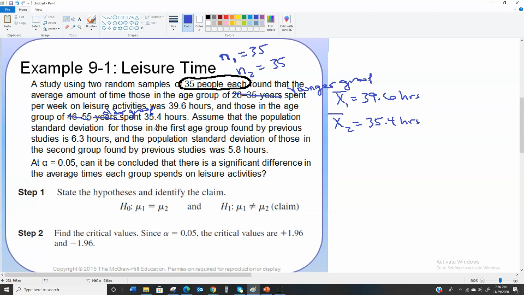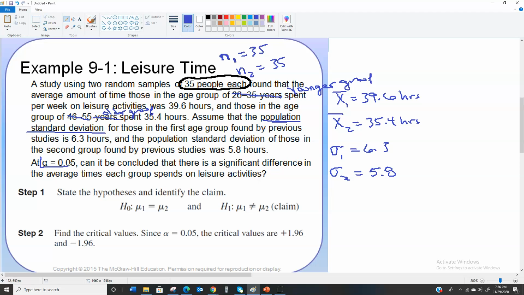Assume that the population standard deviation for those in the first group found by previous studies is 6.3, and the population standard deviation of those in the second group was 5.8. So they're telling us specifically, again, that this is the population standard deviation. So this is the sigma. Sigma 1 is 6.3, and sigma 2 is 5.8. And it's a sigma because it's from the population. If it was from the sample, it'd be an S.